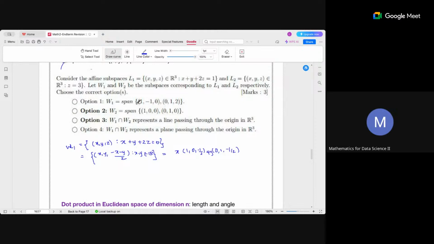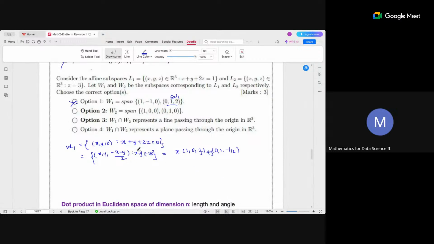Here they have (1, minus 1, 0) and (0, 1, 2). First of all, is this satisfying the condition x plus y plus 2z is equal to 0? The first one satisfies. What about the second one? No, right? So this does not belong to W1. So this option is incorrect.